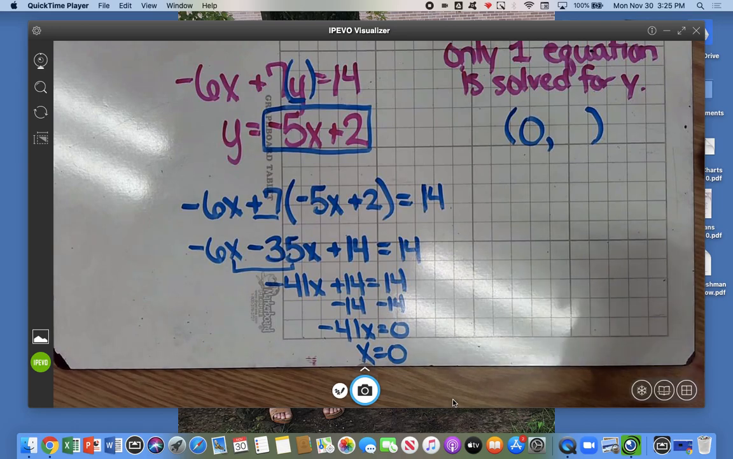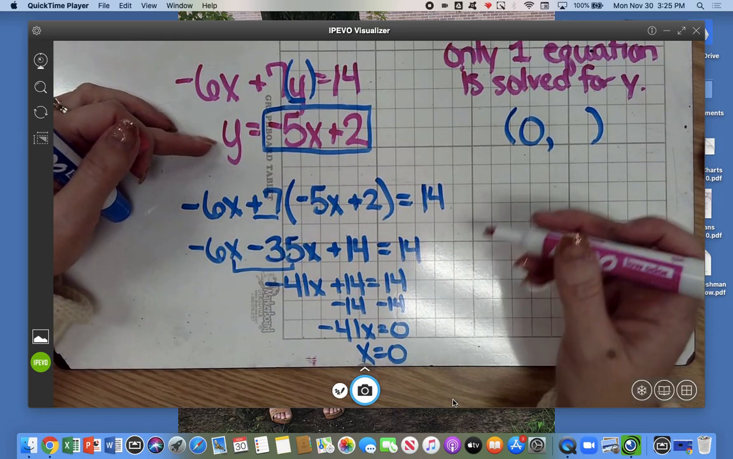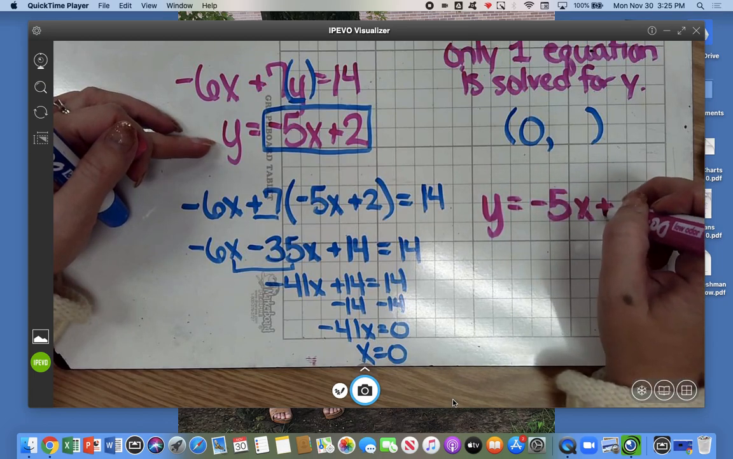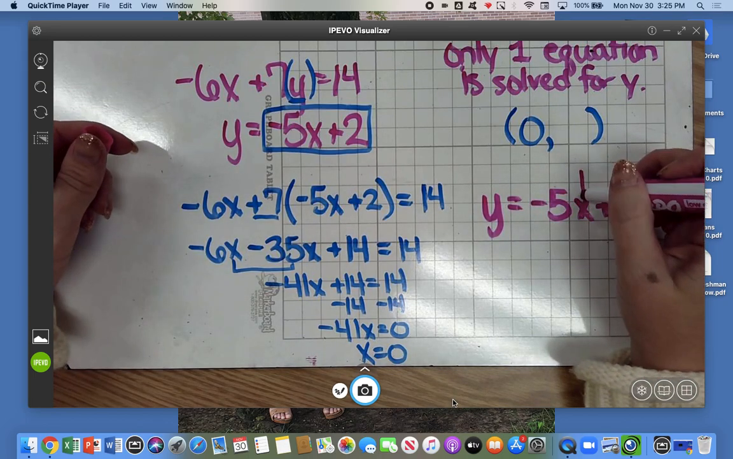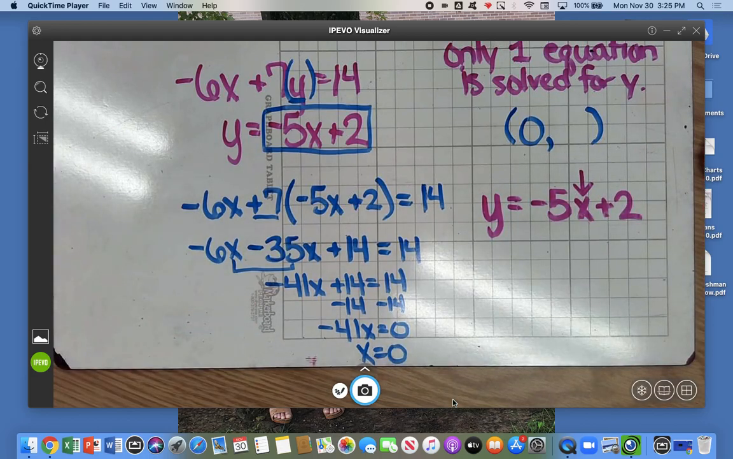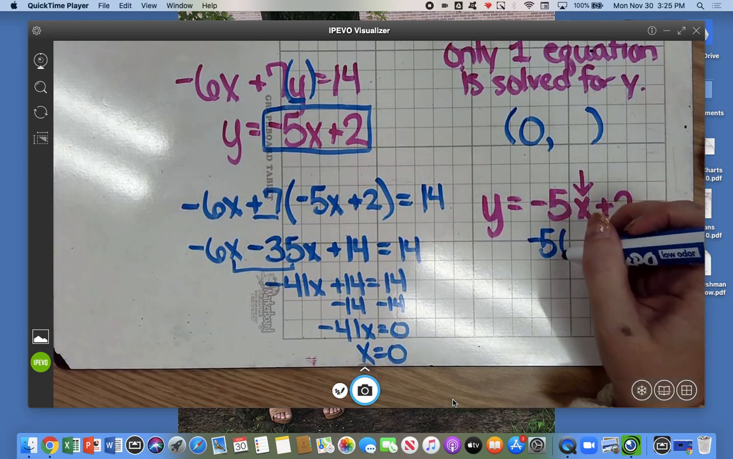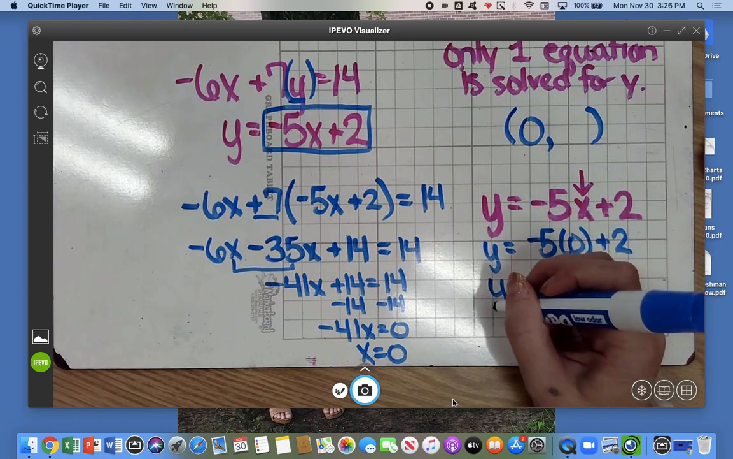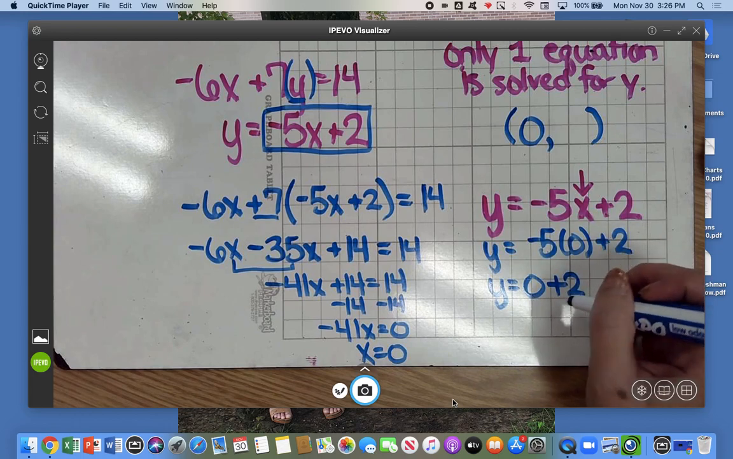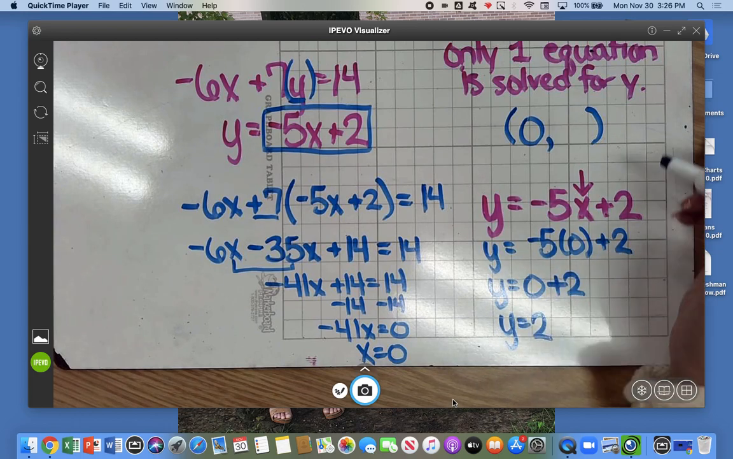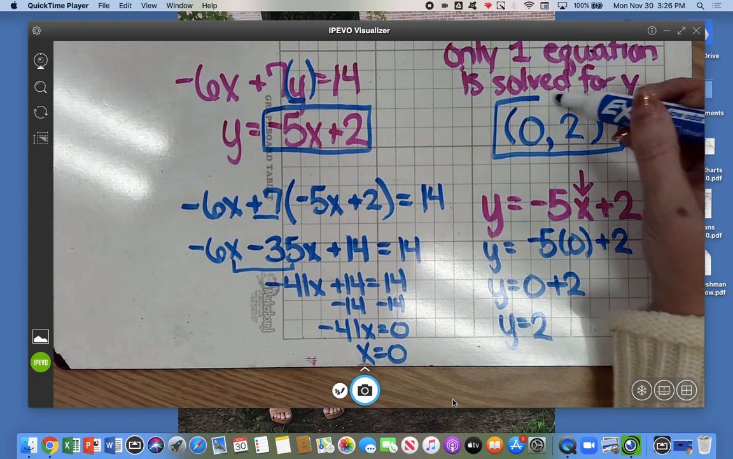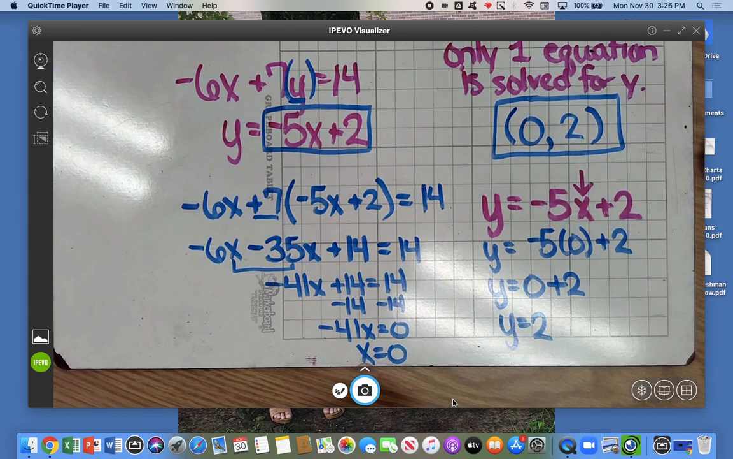So if we want to find out what y is, go back to that equation. It says y equals negative 5x plus 2, but now we know the value for x. We know that the value of x is 0, and anything times 0 is 0, and so that gives us a y-coordinate of 2. So if I were to graph these lines, the point of intersection would be at 0, 2.